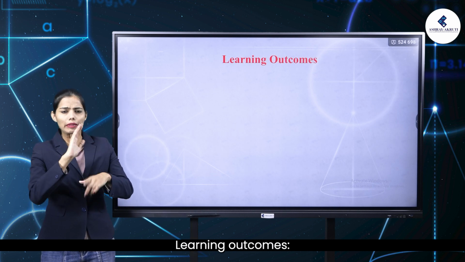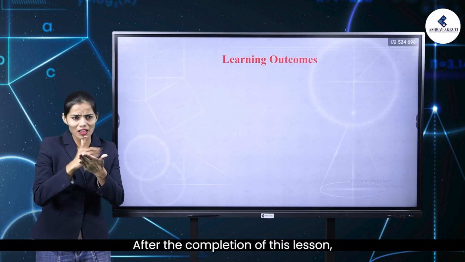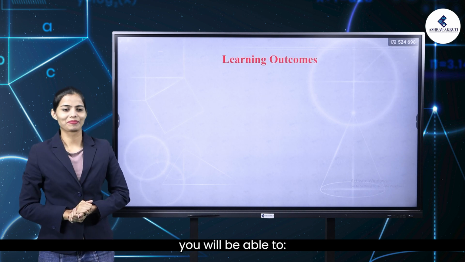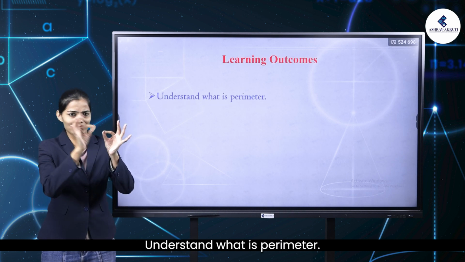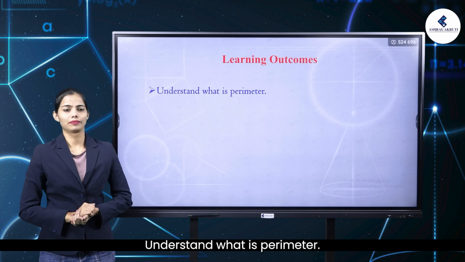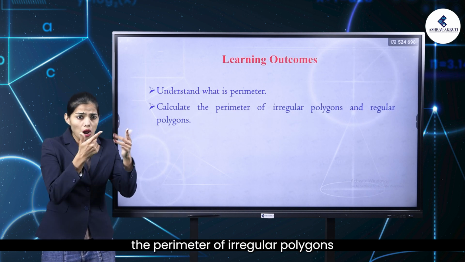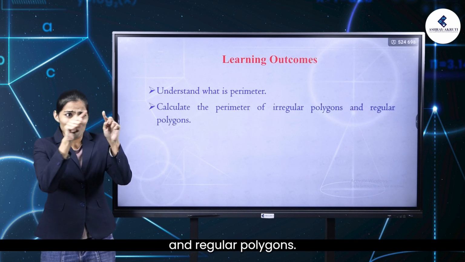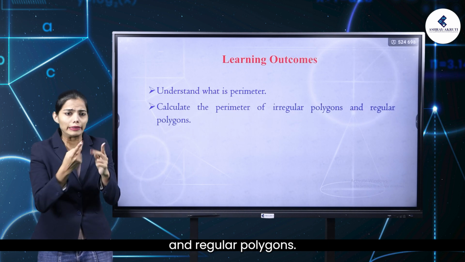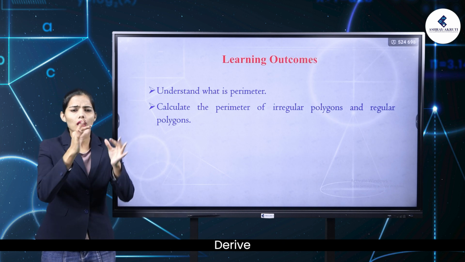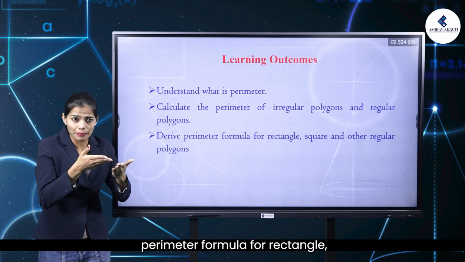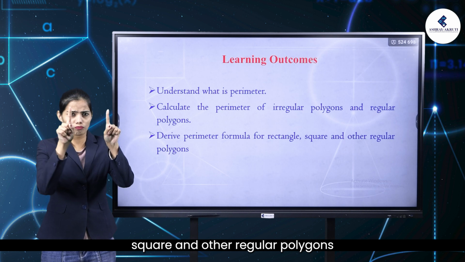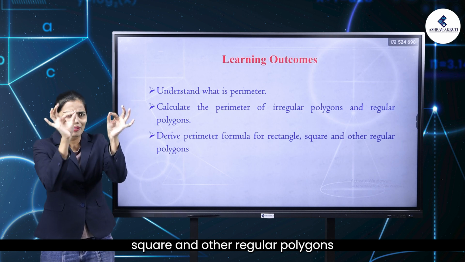Learning outcomes. After the completion of this lesson, you will be able to understand what is perimeter, calculate the perimeter of irregular polygons and regular polygons, derive perimeter formula for rectangle, square and other regular polygons.